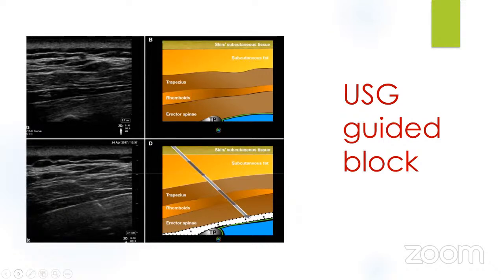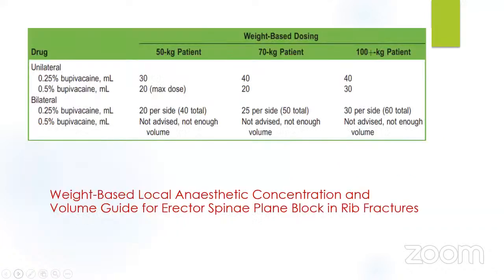In the continuous catheter technique, we will use bupivacaine 0.125% or ropivacaine 0.2% at the rate of 5 ml per hour. It can be used with patient-controlled boluses of 6 or 8 ml with a lockout interval of 60 minutes. So this shows the weight-based local anesthetic concentration and volume guide for erector spinae plane block in rib fractures.